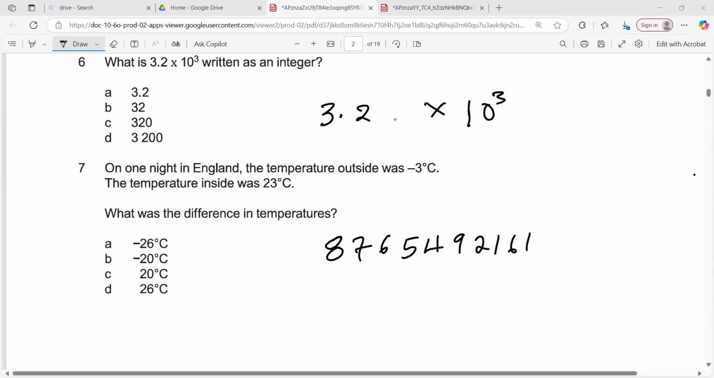Let's hear from Provost now. Go ahead, Provost. So yes, sir. My answer would be D. The reason why is because it says 3.2 times 10 to the third power. So that means the first thing you would have to do is times 10 three times, which would have given you 1,000. Very good.